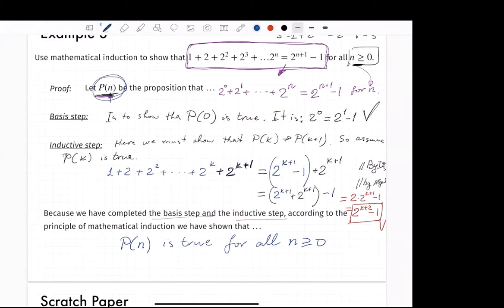So I start with the proposition that I want to prove up there, and I conclude that this must be true by the principle of induction because I've shown both of these steps. And then I say this completes the proof. I write down something like QED here, or just put a square that says this completes the proof.